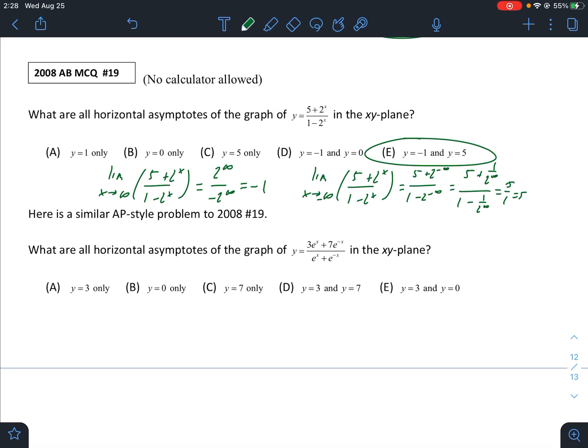And the last one, which is a very similar thought process to that, I'd like you to pause the video there and try to work that one on your own. And when you're done, come back, and I'll go through the answer to that one. So hopefully after working through, you got our answer to be D, y equals 3 and y equals 7.